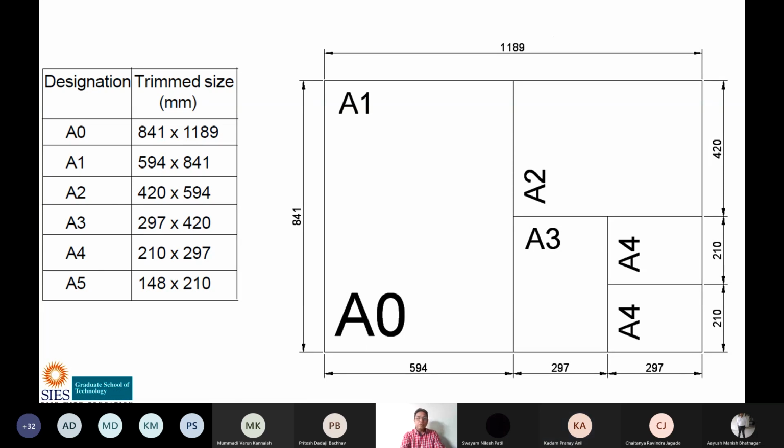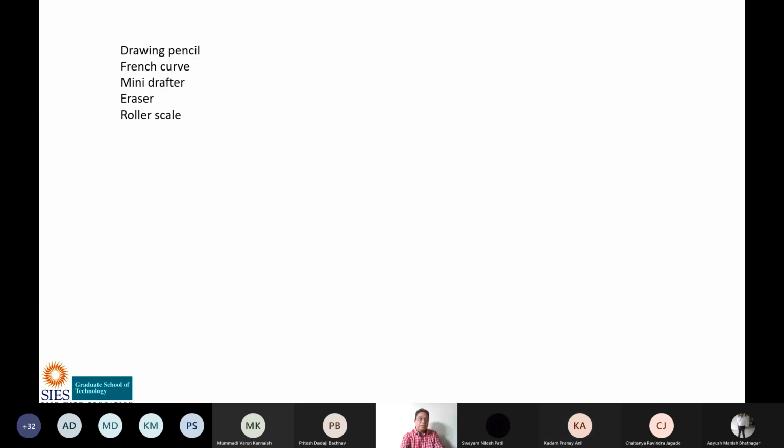Now when you draw this, you will need some drawing instruments. You will need a drawing pencil. Generally we tell students not to use an HB drawing pencil, because HB is used for hard drawing. The pencil that I recommend will be 2H or H.